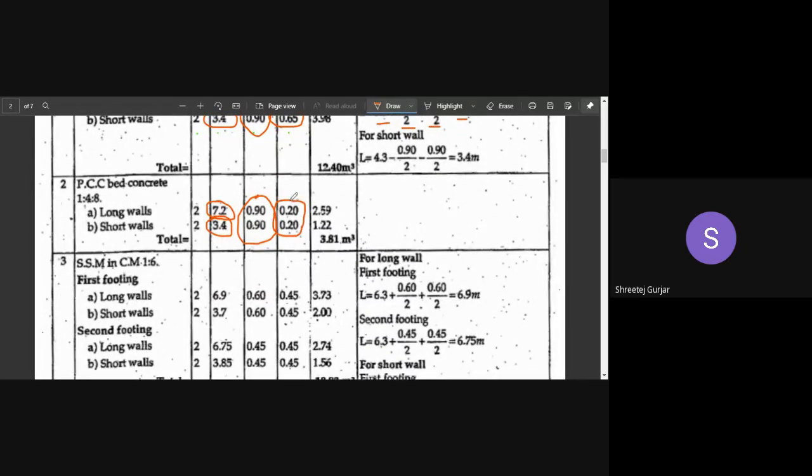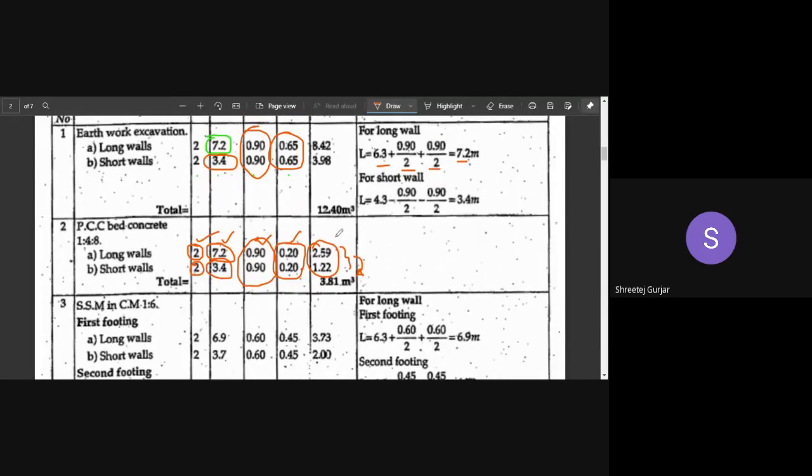Okay, 0.2. So how many long walls? 2 long walls and 2 short walls. So multiply 2 into 7.2 into 0.9 into 0.2. We will get these two values. Adding up these two values gives us the total PCC bed concrete that we require, so we need 3.81 meter cube.